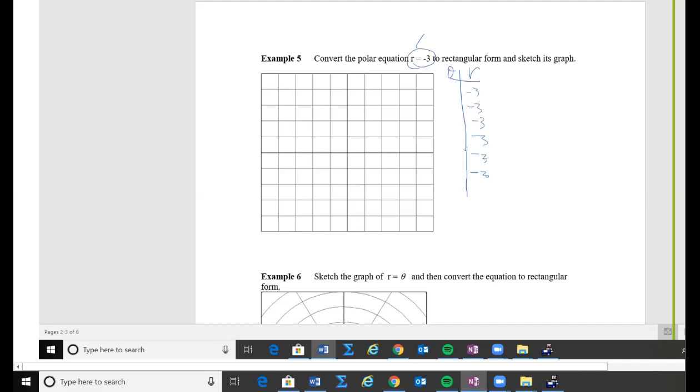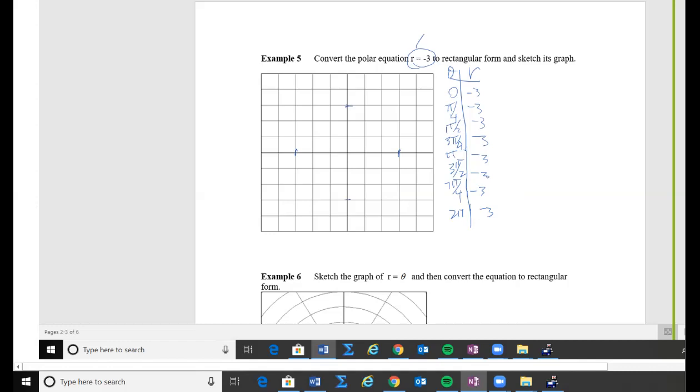So I can pick theta to be 0, pi over 4, pi over 2, 3 pi over 4, pi, maybe 3 pi over 2, and then 7 pi over 4, and finally 2 pi, let's say we get there. Still have -3s all the way around. So let's say this is 3 out here, and this is -3, and this is +3 if I'm heading in that direction.